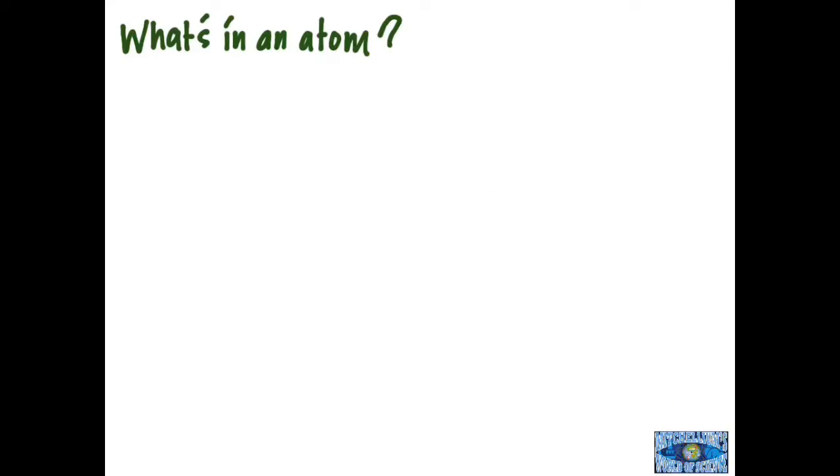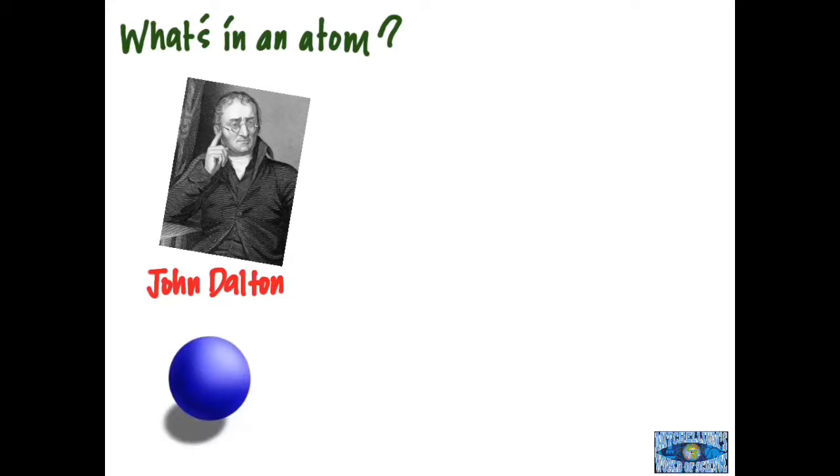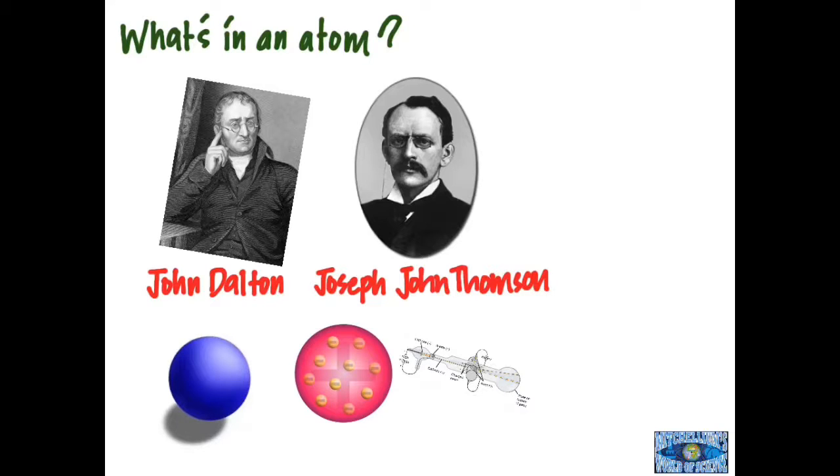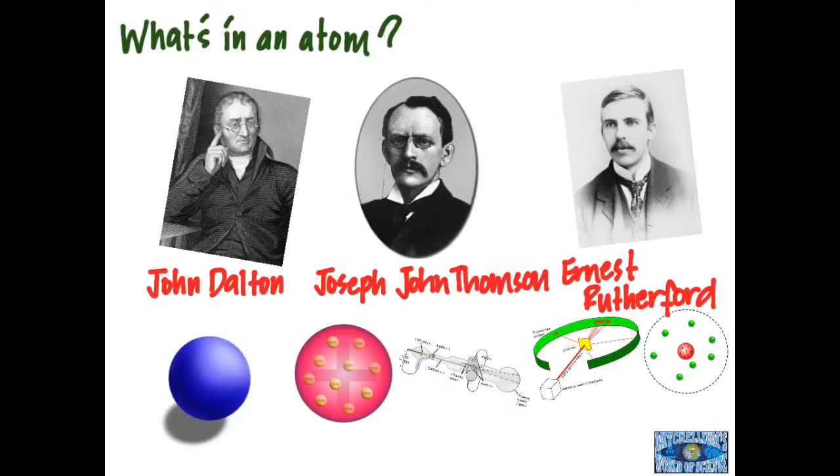This is part 2 of our discussion, What's in an Atom? From the last episode, we explored John Dalton and how he viewed atoms as simple, indivisible, tiny spheres. We also discussed J.J. Thomson and his plum pudding model through the cathode ray tube experiments and his discovery of the electron. And lastly, the discovery of the nucleus by Ernest Rutherford through his gold foil experiments.